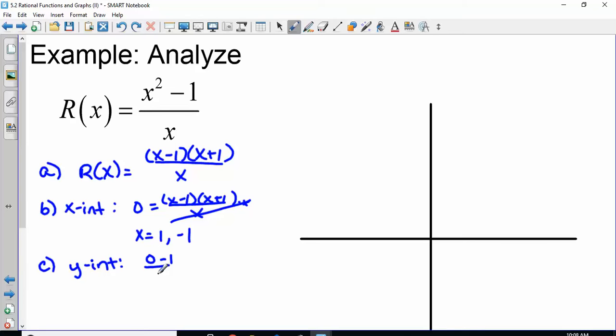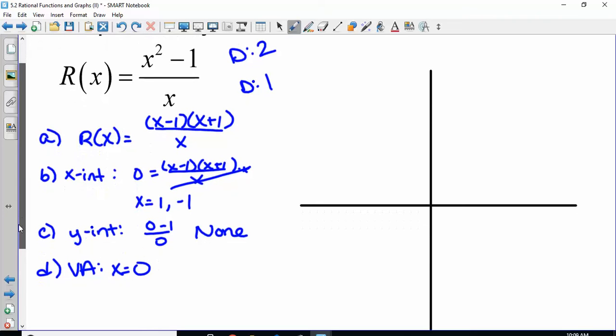How do we find the y-intercept? Plug in 0. It'll just be none because you can't have 0 on the bottom. Right, asymptotes. What's my vertical asymptote? 0. X equals 0. Okay, then we have to decide horizontal or oblique. What's the degree of the top? Oblique, because it's a 2 and 1. When the top is 1 bigger, that's oblique.